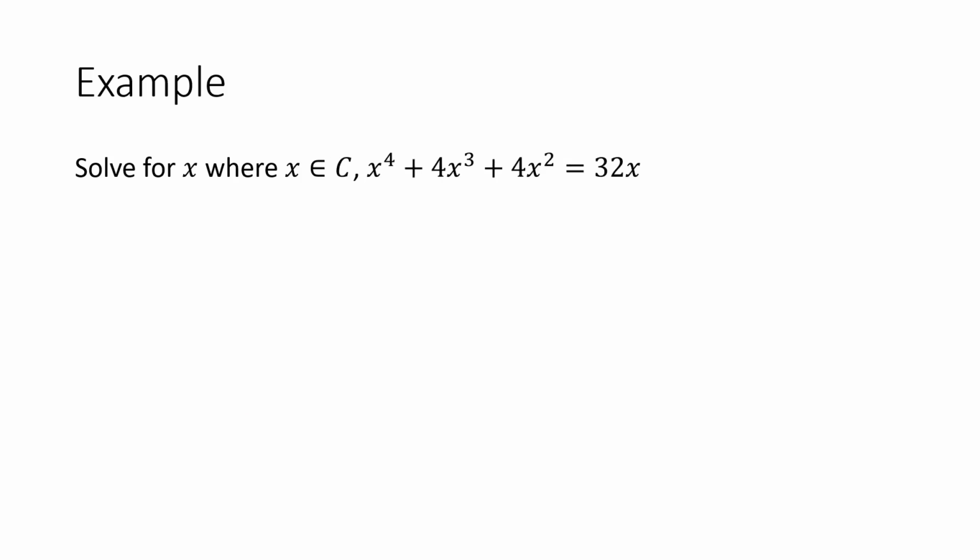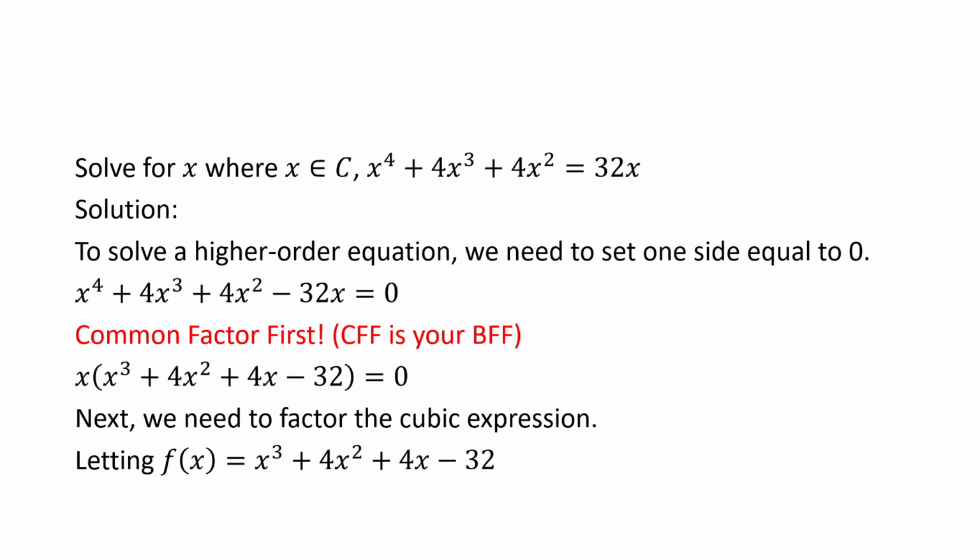Okay, let's try again here. Solve for x, where x is an element of the complex numbers, and x to the 4 plus 4x cubed plus 4x squared equals 32x. Well, first thing we're going to do is set one side equal to 0, and then we're going to common factor. So we have a 4th degree polynomial. We common factor out the x, and we're left with a 3rd degree polynomial in the bracket.